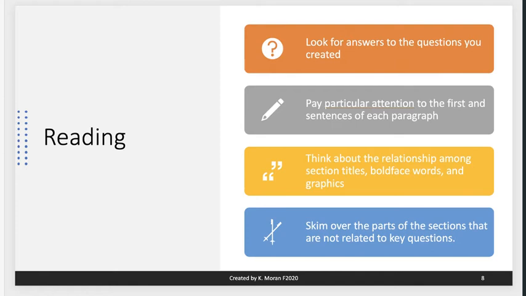You also want to look at the relationship between the different sections and look at the bold-faced words, because those are often hints that those are key words that you need. And again, don't ignore the graphics. There are some times that textbooks will add examples to help you understand what the textbook is talking about. But if those particular things are not related to your key questions, then you can skim over those.